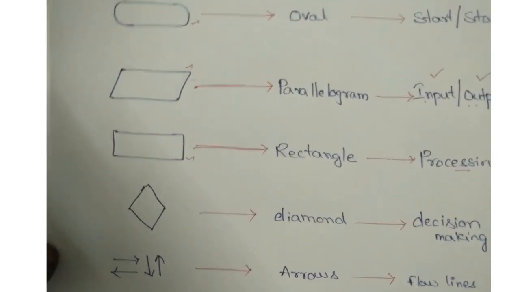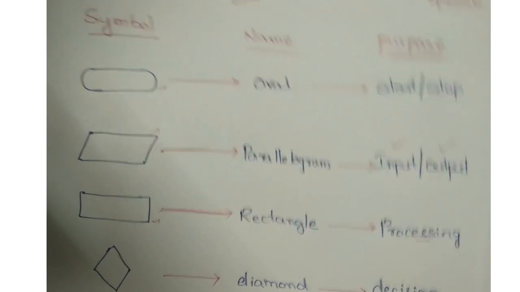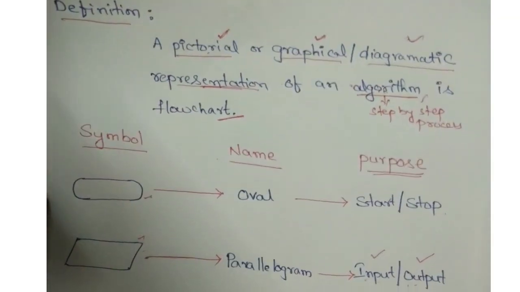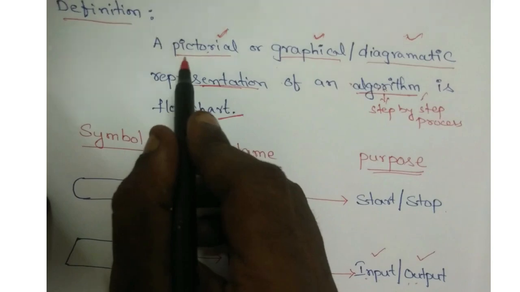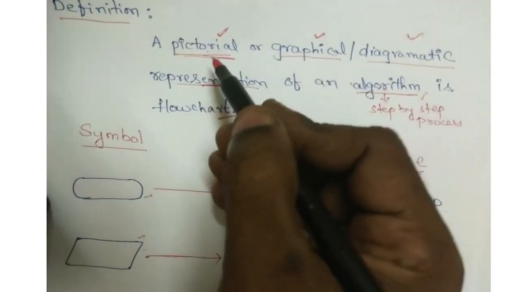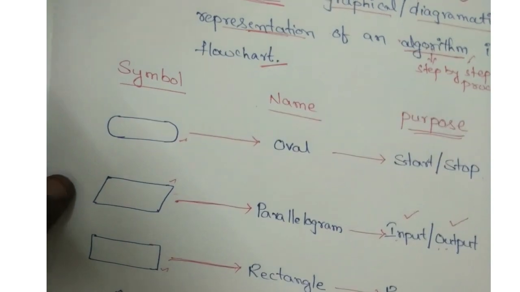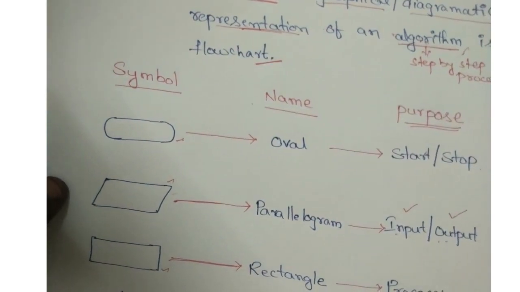These are the different symbols you use to represent the pictorial form of the given algorithm. Clear? Simply, a flowchart means a pictorial representation of the given algorithm, not of the problem. For an algorithm, you can represent it in pictorial form using these symbols. Now I will explain one example with the algorithm.